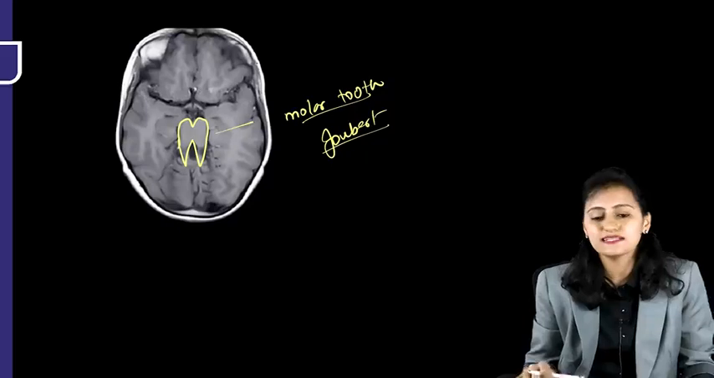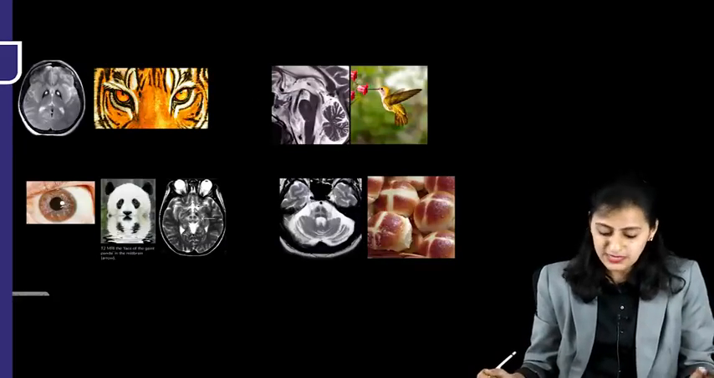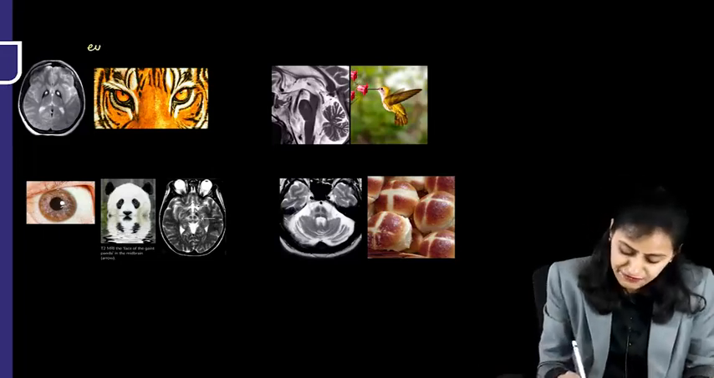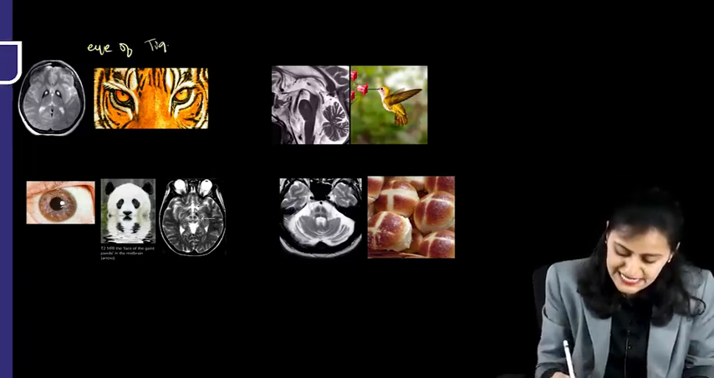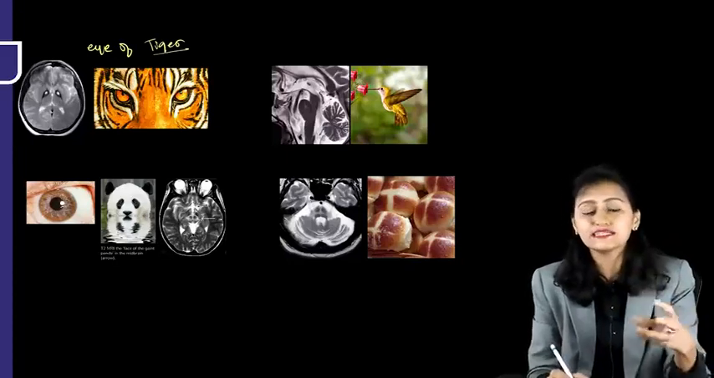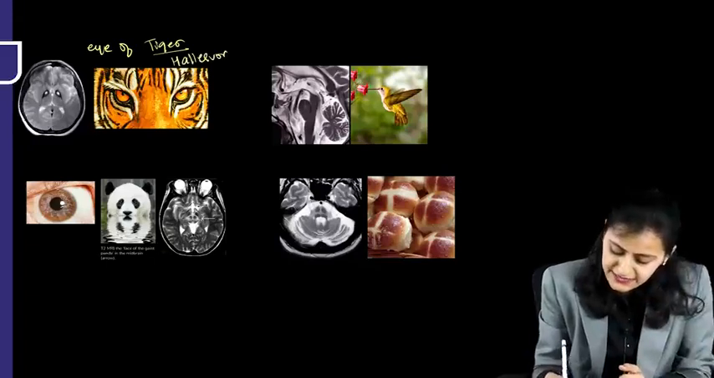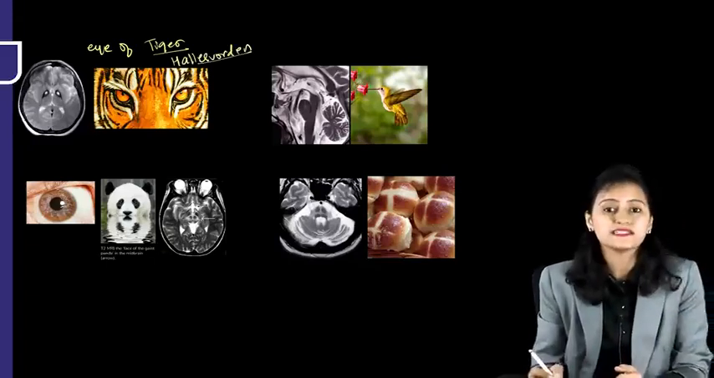Okay, Joubert syndrome has the molar tooth appearance. Coming to some other important signs in neuroradiology, the first one is the eye of tiger sign. So remember, tiger is scary like Halloween. So it is seen in Hallervorden-Spatz disease. So eye of tiger sign is seen in Hallervorden-Spatz disease.